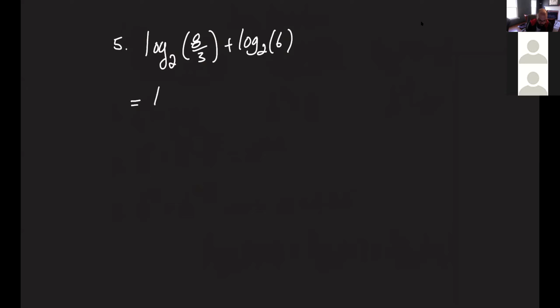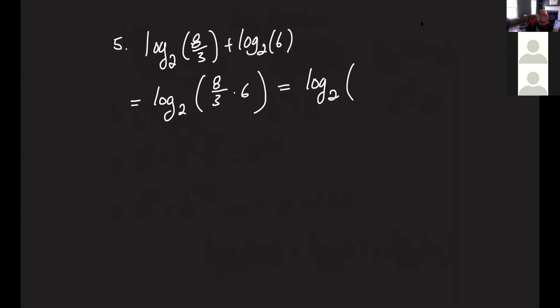And the rule that we just developed says, hey, what we can do is take log base 2 of 8 thirds and really multiply it by 6. We can put the 8 thirds and the 6 together on the inside of the logarithm. And so this ends up being log base 2 of 8 thirds times 6.